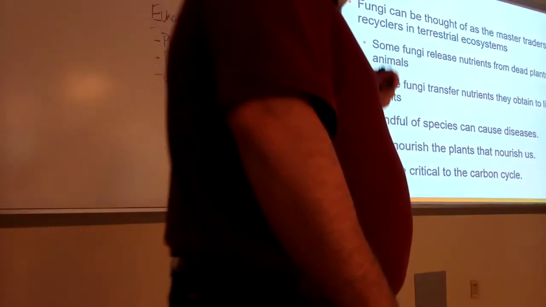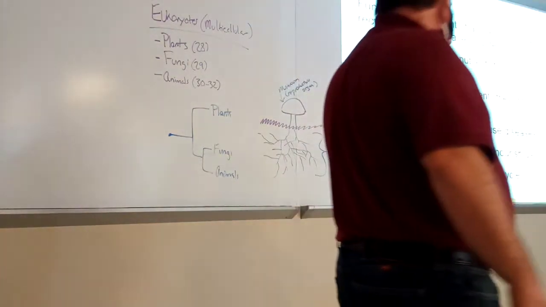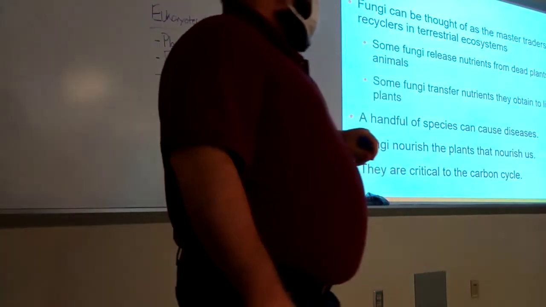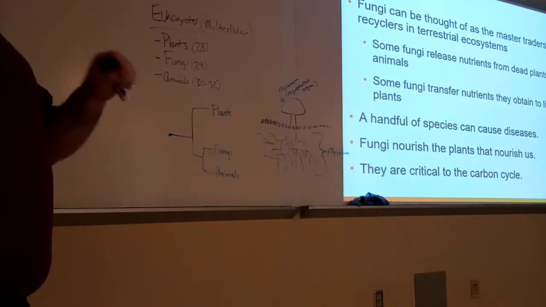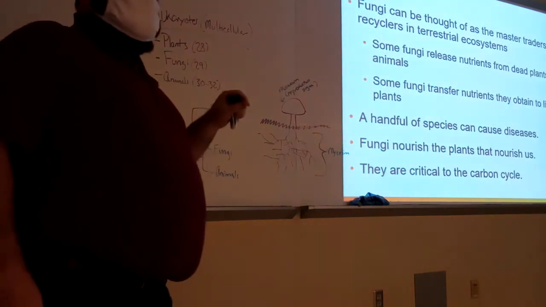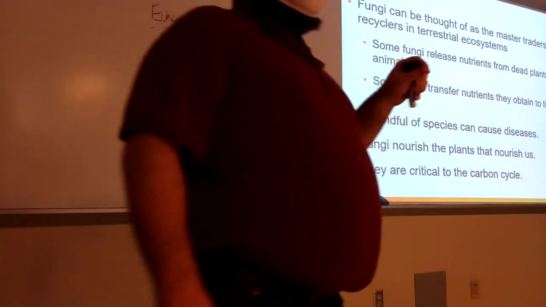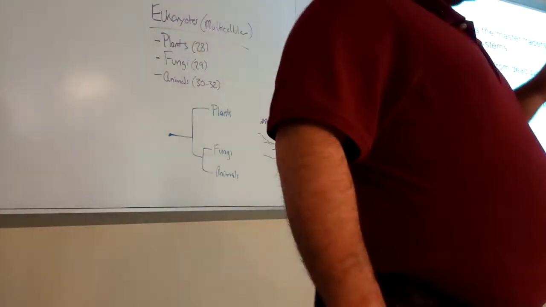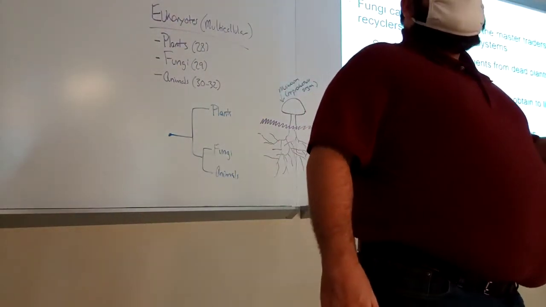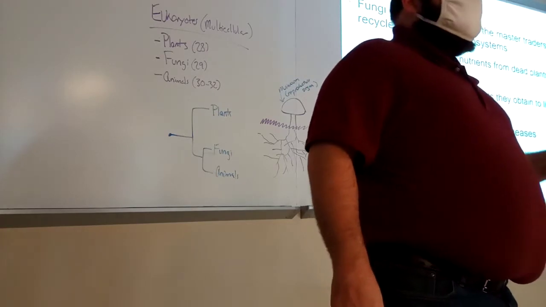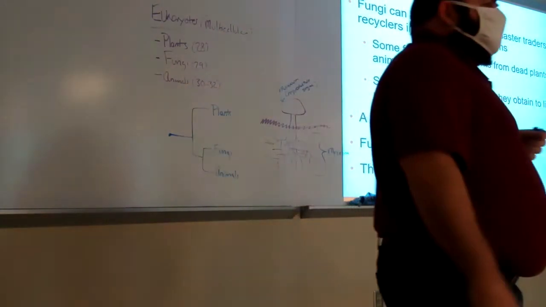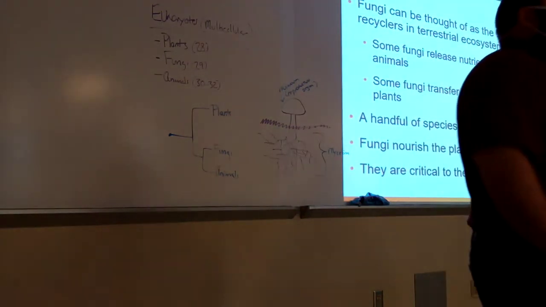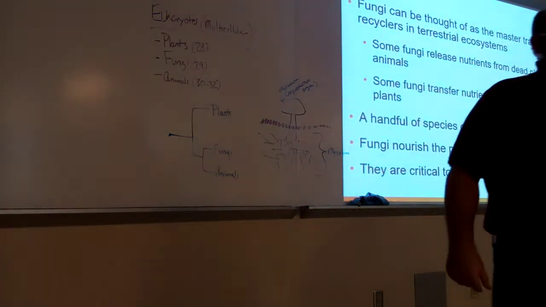But among one of their most important roles, as it says here, is as master traders and recyclers in terrestrial ecosystems. These are the primary organisms that actually break down plants, okay? And not just plants, a lot of organisms that die. These fungi are kind of the first on the scene to actually start rotting it and breaking it down. And so what they're doing is they're releasing nutrients back into the soil, into the water, into the air, and making it available for other organisms to feed on.